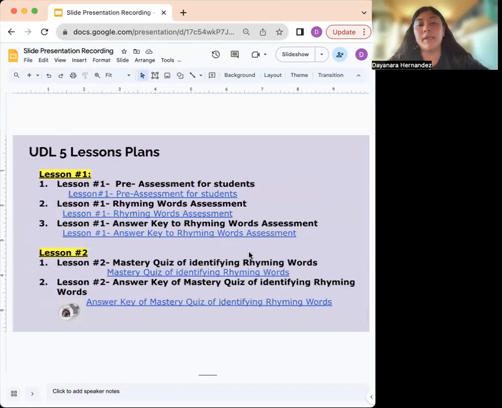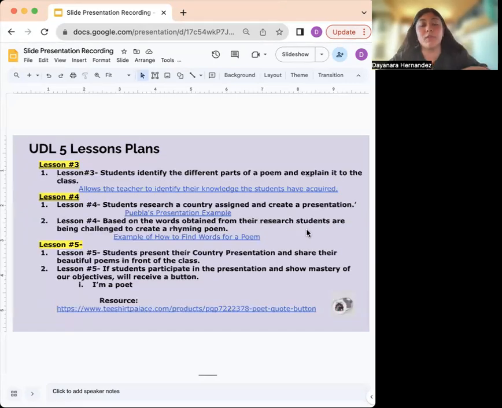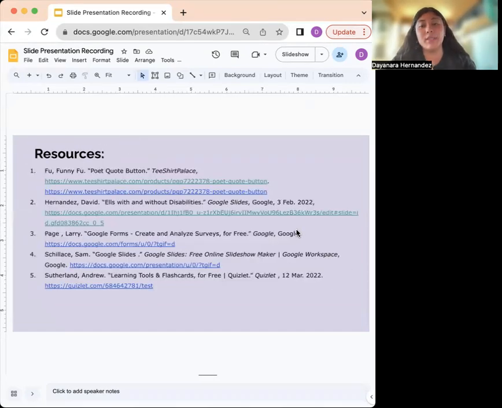And here are each of the 5 lessons I created for the unit and each of the activities I incorporated as well. Here are my resources that I used for the PowerPoint and creating the lesson.